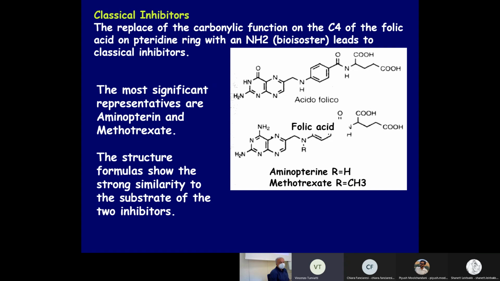And at that time, the scientists replaced the oxygen group with an amino group, just to follow the rules of isosterism.